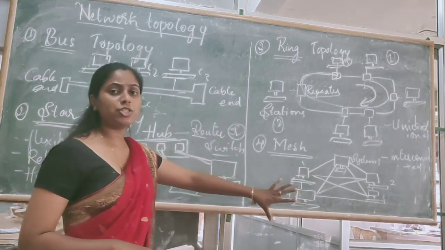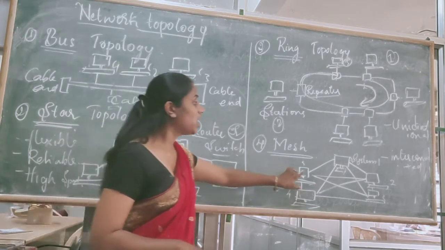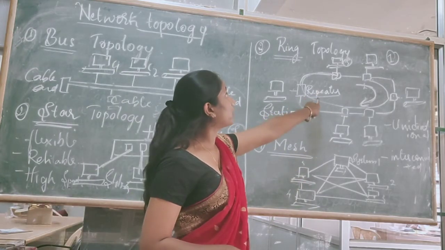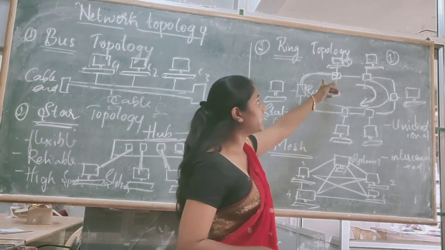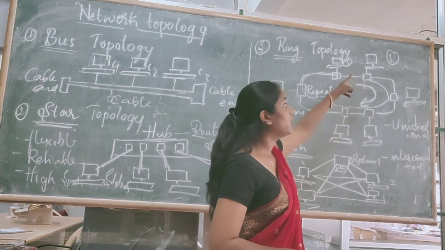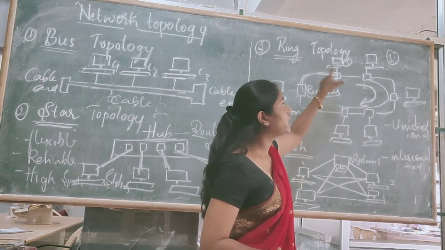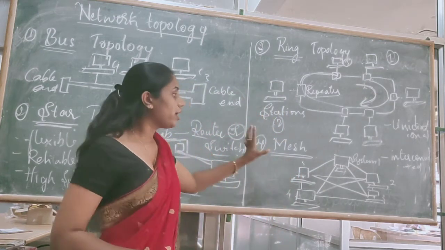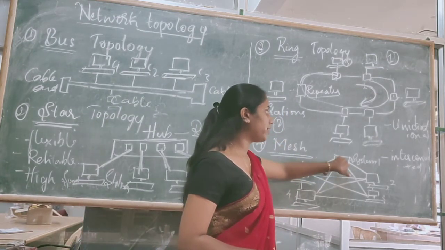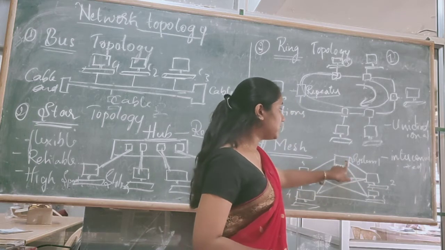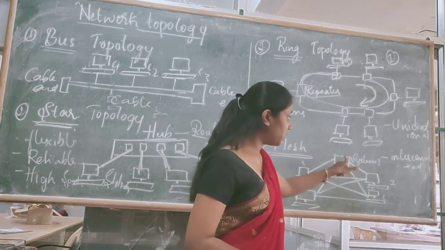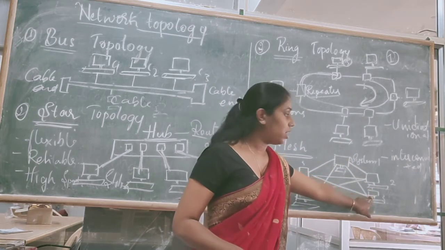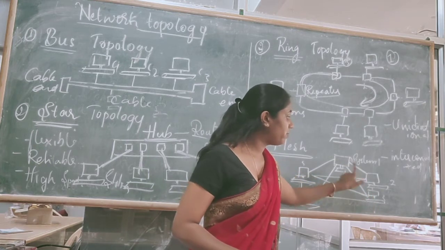The data transformation speed is very high, because in the ring topology, if there is data to be sent, it is unidirectional. In one way only it will be sent and it will reach the destination. But in mesh topology it is not like that. If I want to send the data from system 1 to system 3, as it is connected directly to system 3, the data will directly transfer from 1 to 3.